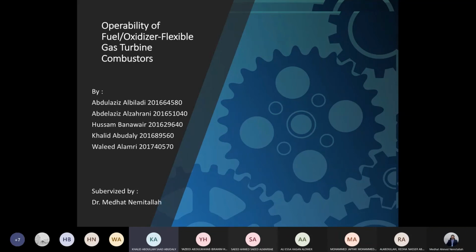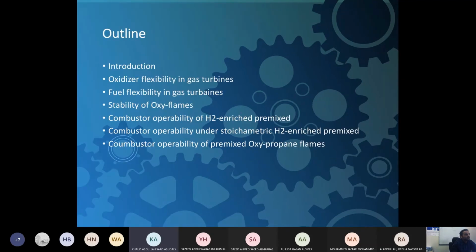Inshallah, we will present the operability of fuel and oxidizer flexible gas turbine combustors. Here is our outline for this presentation. We'll introduce this subject, then talk about the oxidizer flexibility and the fuel flexibility in gas turbines. Then we'll talk about the stability of oxy-flames. And at the end, we'll talk about the combustor operability of hydrogen-enriched premixed and stoichiometric premixed oxy-propane flames.